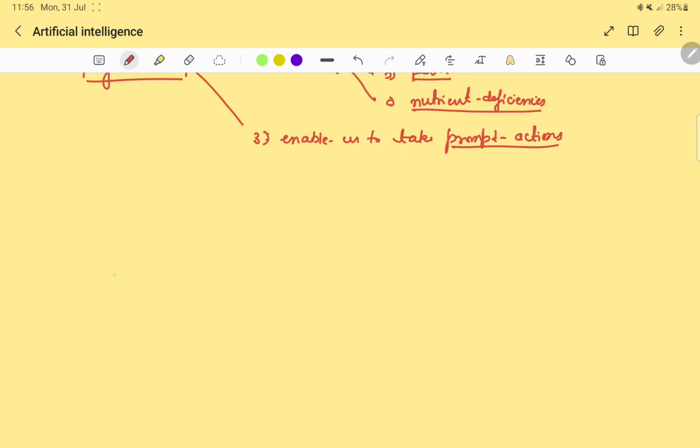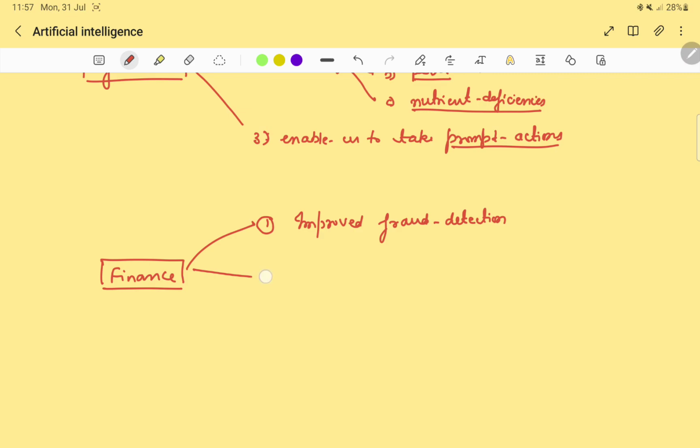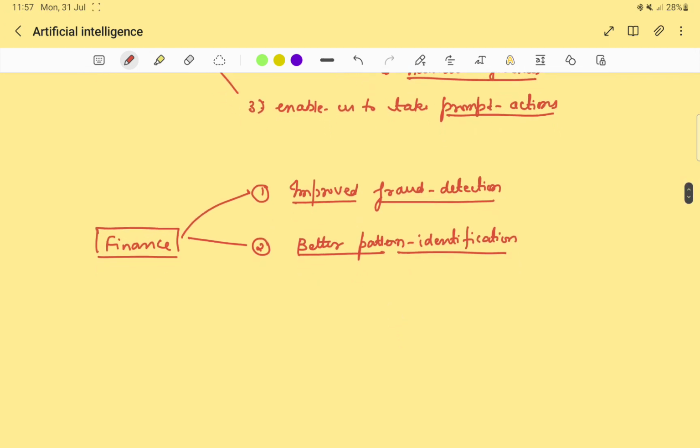Then let's say we come to the economy, so we have finance. In the financial sector, it can actually help with faster or improved fraud detection. You can detect fraud quite easily and early by analyzing the behavior of those agents, and it can identify patterns better. So better pattern identification actually helps regulators make policies, so that things could not be exploited by the few who have more information. So these are some of the benefits.